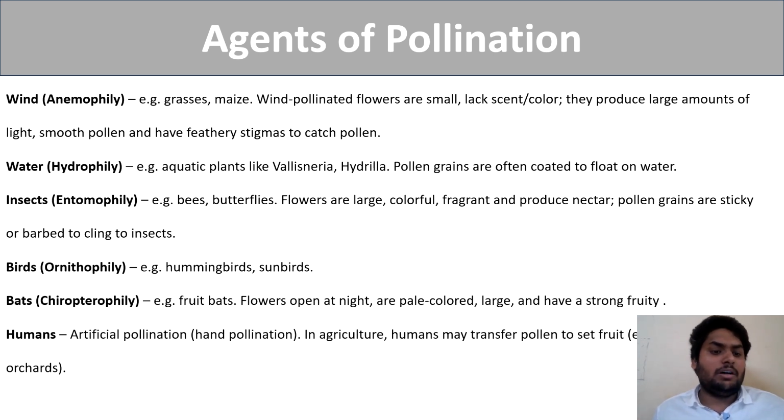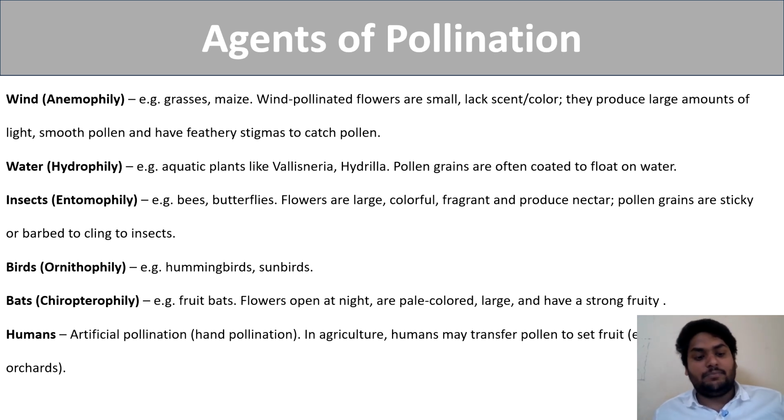The third one is ornithophily, which is generally done by birds like hummingbirds and sunbirds. The next one is chiropterophily, which is done by bats, like fruit bats. And the last one is pollination by hand, by humans, which we also call artificial pollination. In agriculture, humans may transfer the pollen grain to set the fruit.